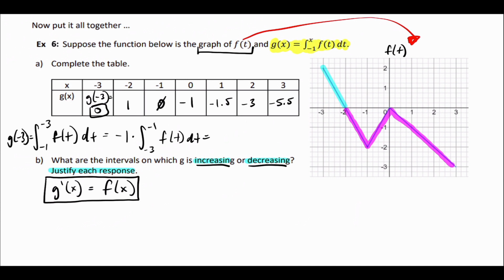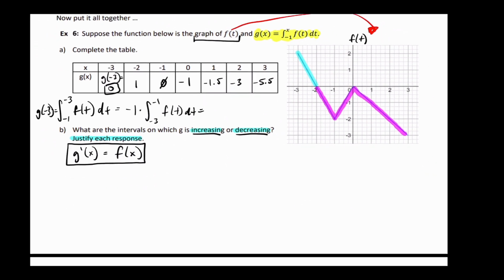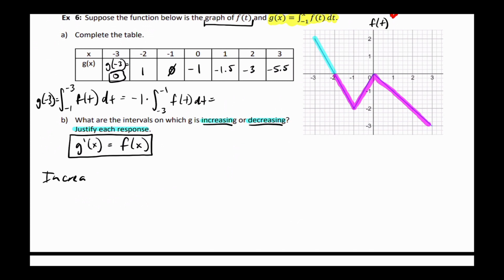So G prime or F, same thing, right? Is positive when it's above the x-axis, negative when it's below the x-axis. Okay? So here we go, increasing. It's increasing from -3 to -2. Because G prime is positive, or F is positive, either one, because they're the same thing. Okay.